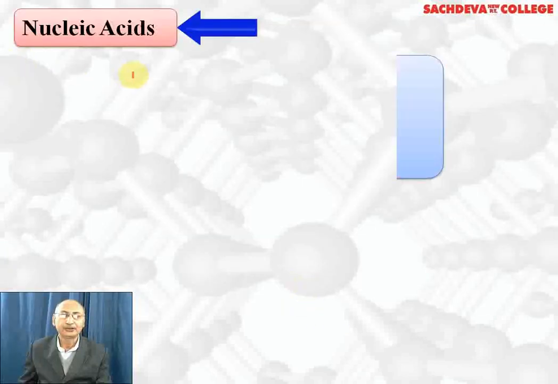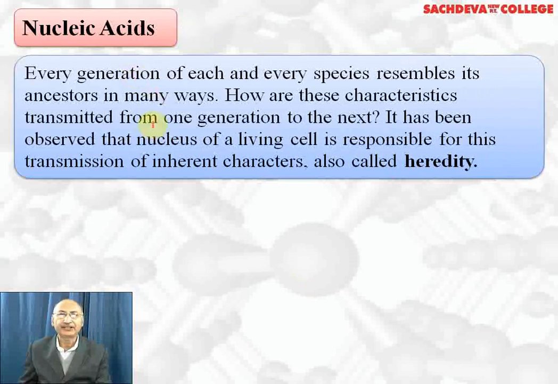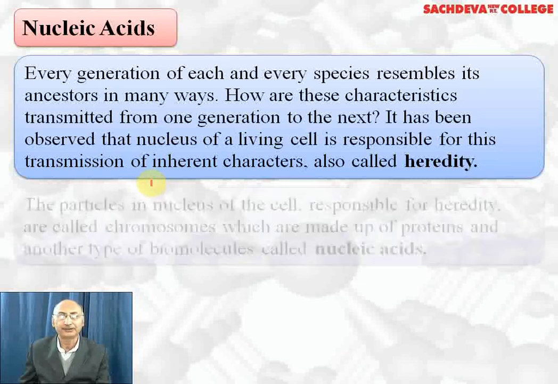Next topic is nucleic acids. Every generation of each and every species resembles its ancestors in many ways. How are these characteristics passed on or transmitted from one generation to the next? It has been observed that the nucleus of the living cell is responsible for the transmission of inherent characteristics called heredity. So nucleic acids are responsible for heredity.